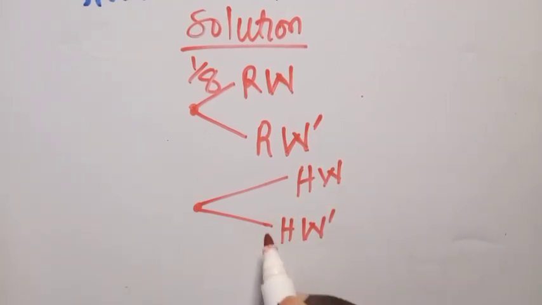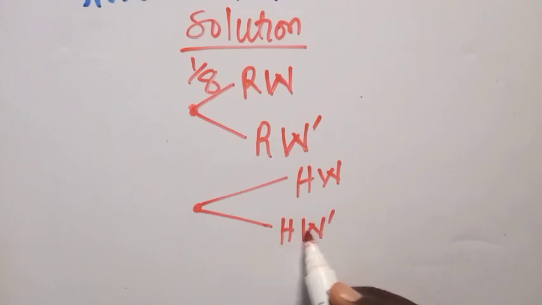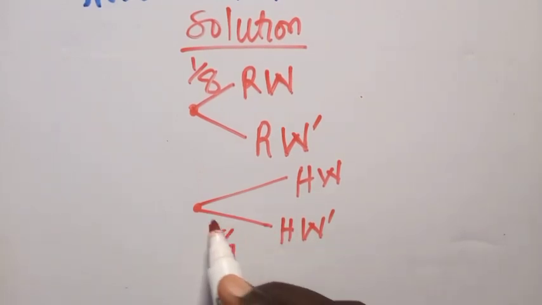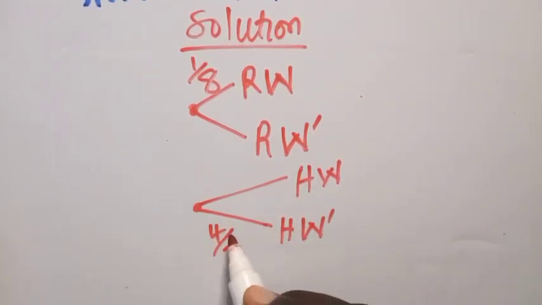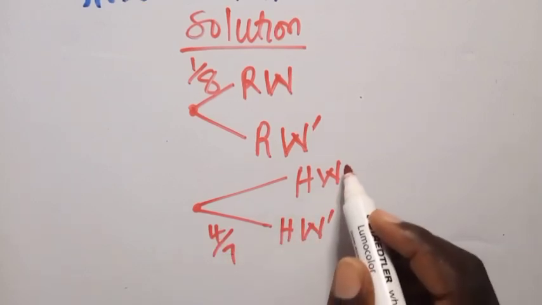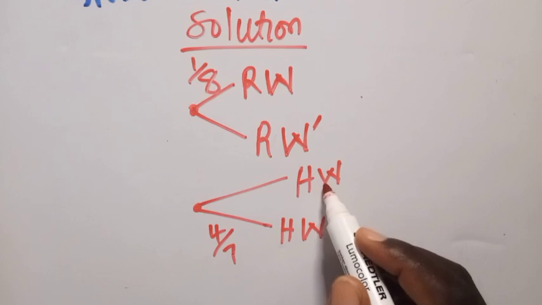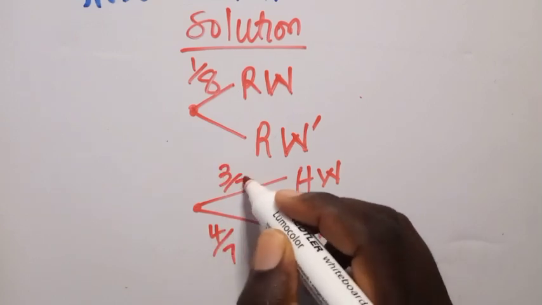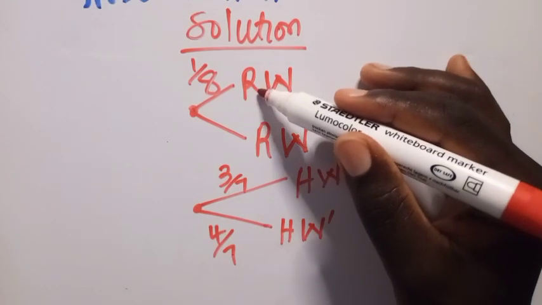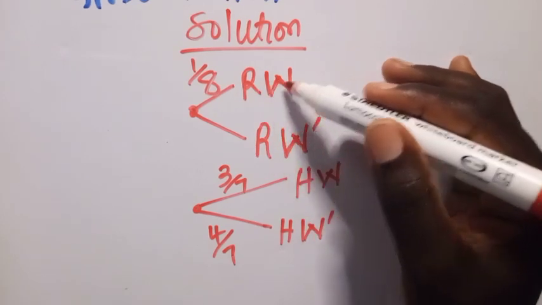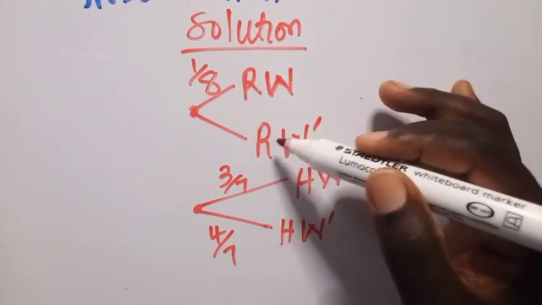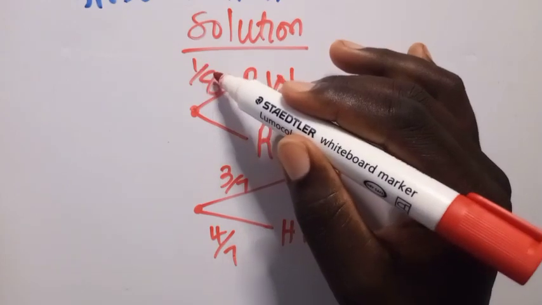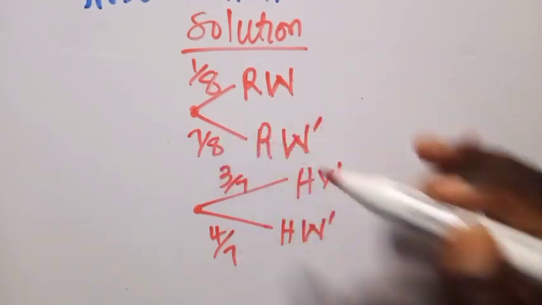Now, we have been given that the probability that handball loses the first match is 4/7. And therefore, if the probability that it loses is 4/7, then the probability that handball wins the first match is 1 minus 4/7, which is 3/7. And in this case, we have been given the probability that rugby wins the first match. And therefore, the probability that rugby will lose the first match is 1 minus 1/8, which is 7/8.